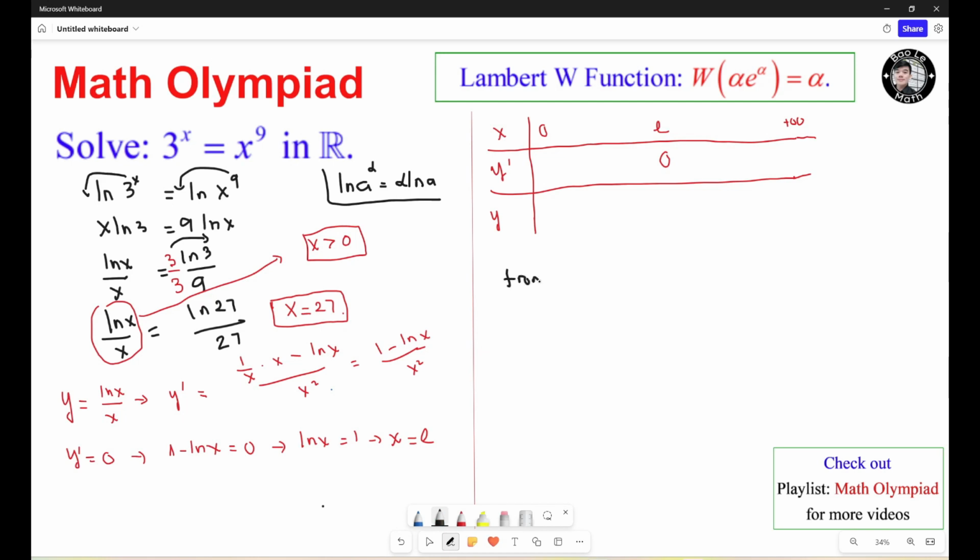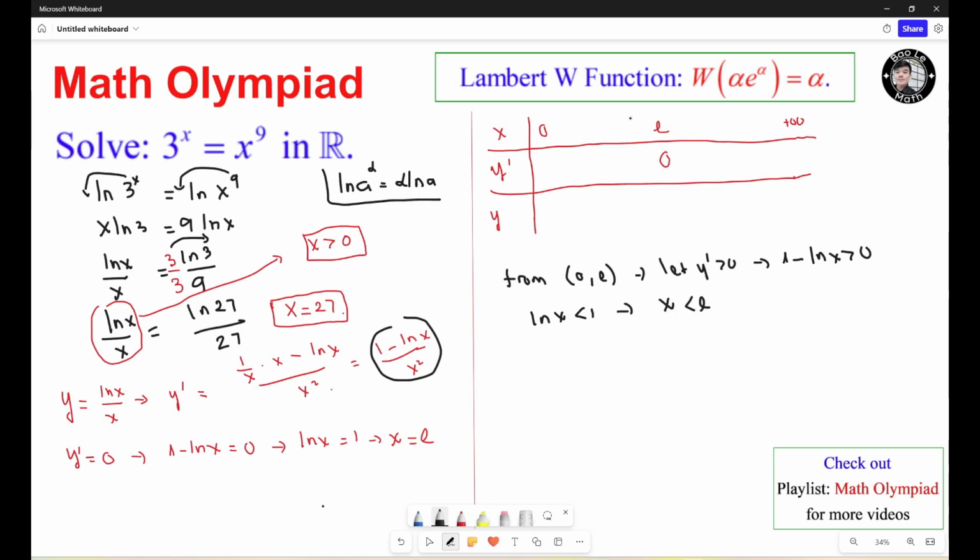From 0 to e, I check to see if y prime is positive or negative. So y prime is going to be this one right here. I let y prime be greater than 0. It turns out to be 1 minus natural log of s greater than 0, natural log of s less than 1, which turns out to be s less than e.